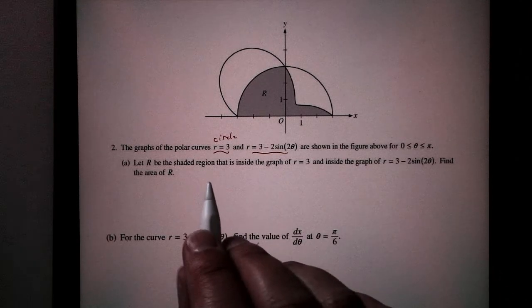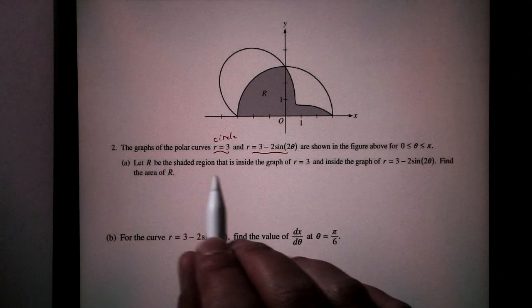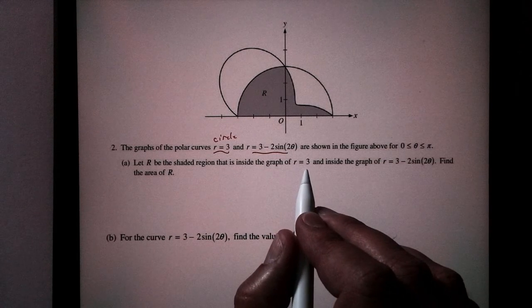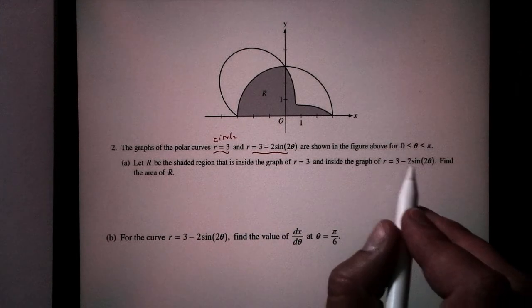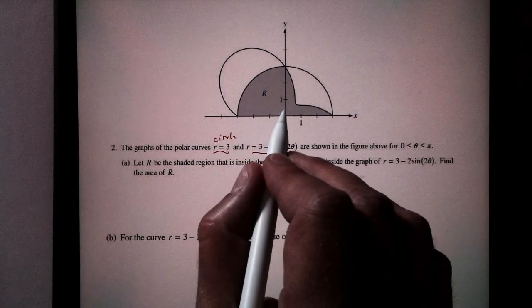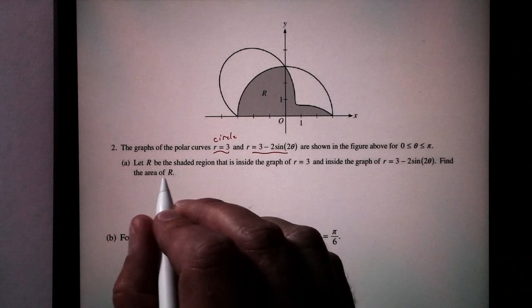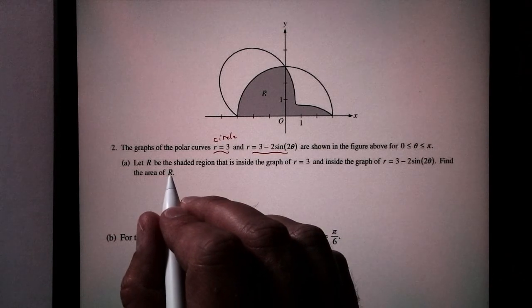Okay, so question 1, it says let R be the shaded region inside the graph of the circle and inside the graph of that weird thing right there. So it looks like it's that shaded region. It's the common area. We want to find the area of R.